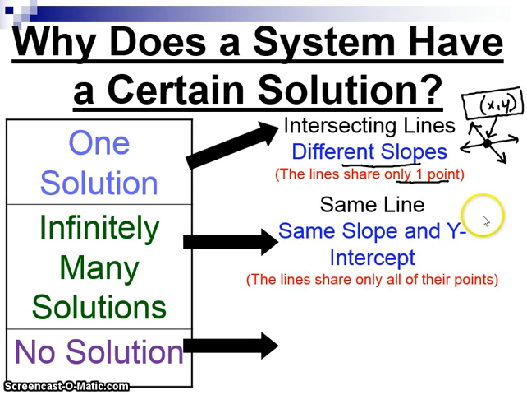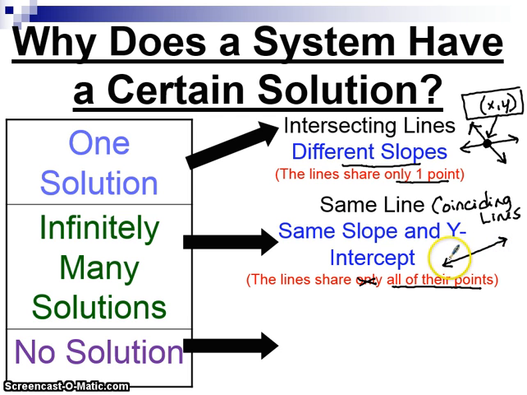Now, there are infinitely many solutions when they are the same line. We also call that a coinciding line. This occurs because they have the same slope and y-intercept. The lines share all of their points, every single one of them. So for example, if I graphed the first one and it looked like this, and I went to graph the second one, it would look exactly the same.